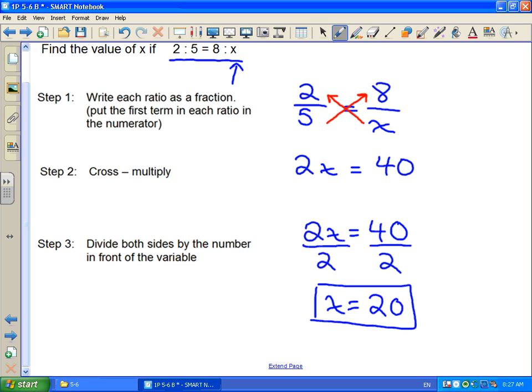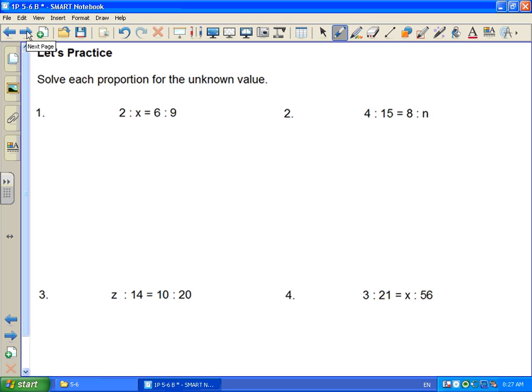If we were to sub 20 into this original proportion up here, that would make that proportion true. So on the back of the page, I've got a number of examples that we can practice on. So let's do the first one here together, and then you might want to pause the video and try the next few on your own, and then start it again and check the solutions.